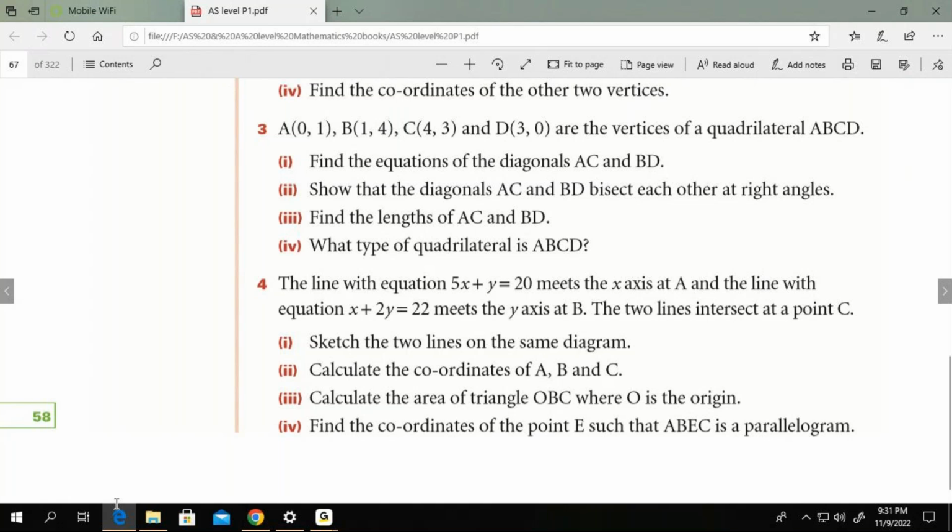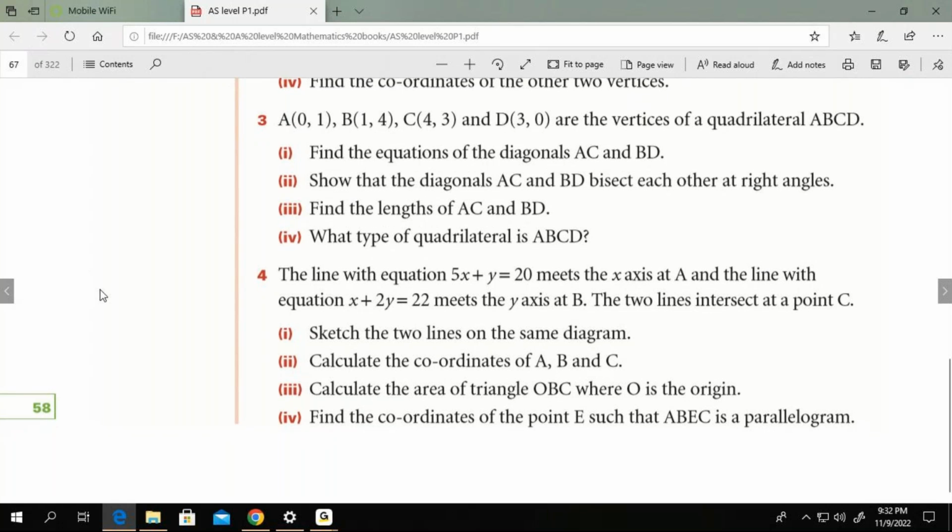That's it. In the fourth part, they're asking you to find what type of quadrilateral it is. You just need to sketch these points, get the shape, and name the quadrilateral. Simple as that. So you can manage this question number 3.